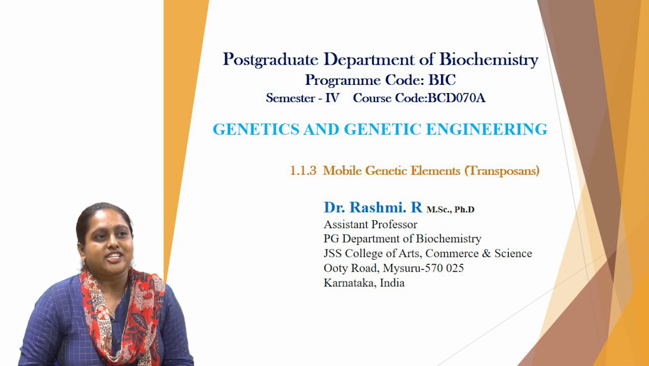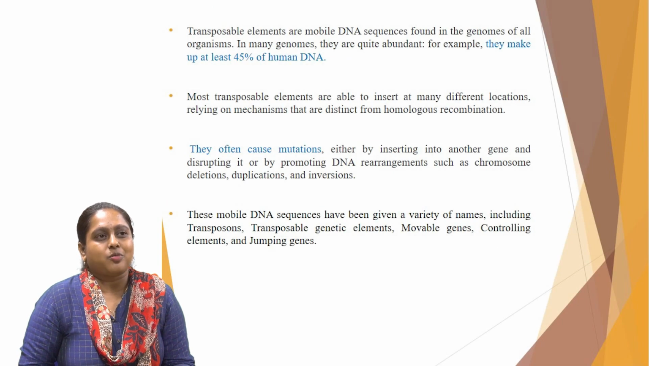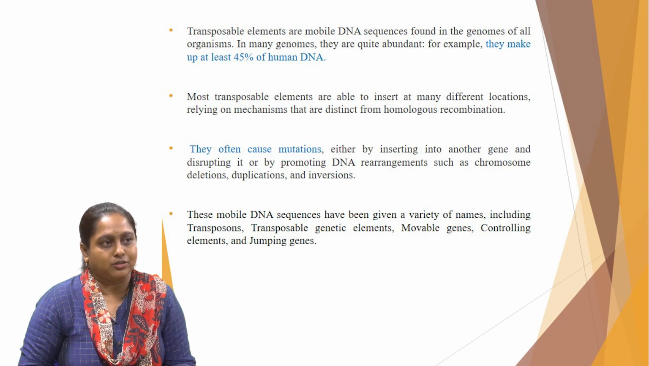So what are these transposable elements? These are mobile DNA sequences which are found in the genome of many organisms, and they are abundant, meaning they make up at least 45% of the human genome. Most transposable elements are able to insert at many different locations, and they rely on mechanisms that are distinct from homologous recombination.